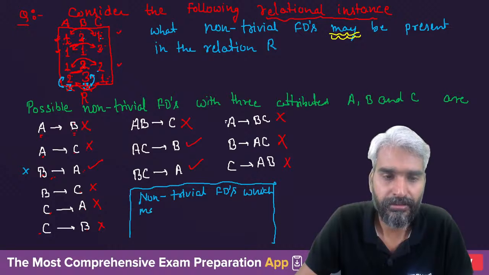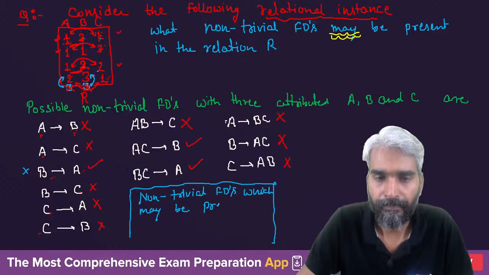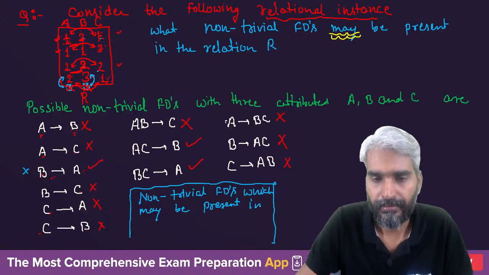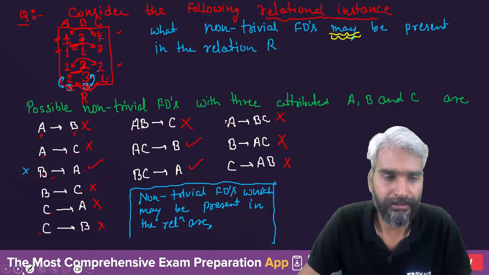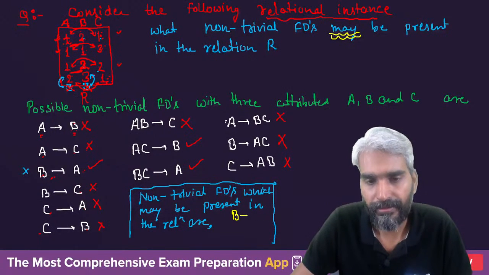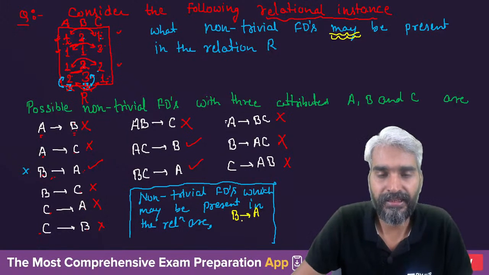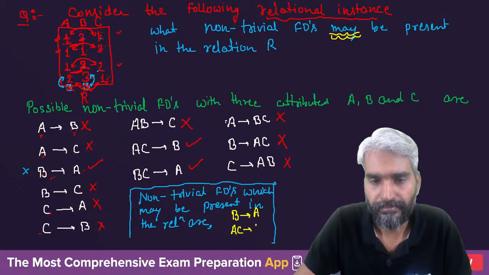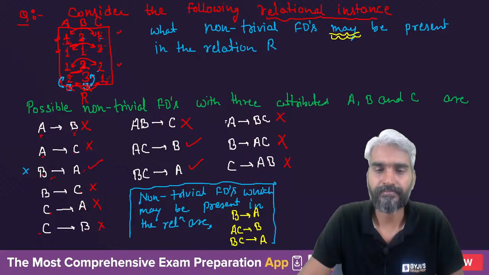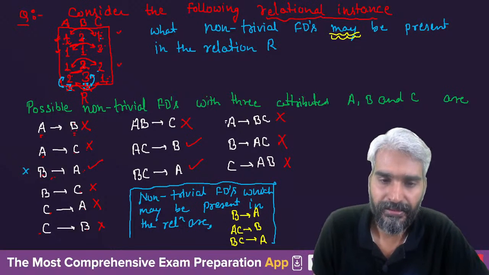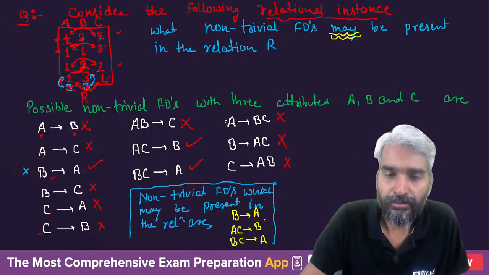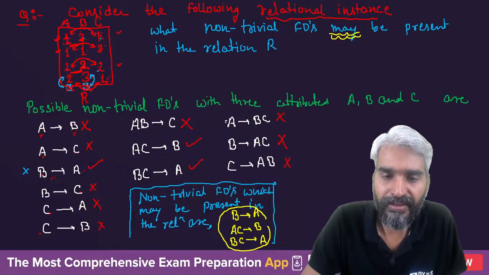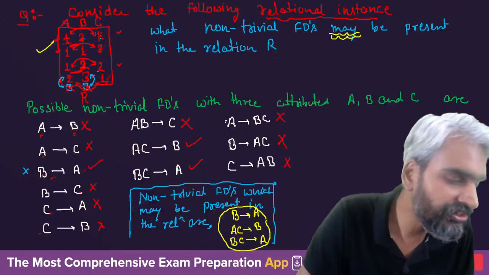Non-trivial FDs which may be present in the relation are, what are they? Sir, how many FDs did you get? Sir, B implies A is a possible FD which may be present. AC implies B and BC implies A. Got the idea? So these are the three non-trivial FDs which may be present if this is the relational instance.